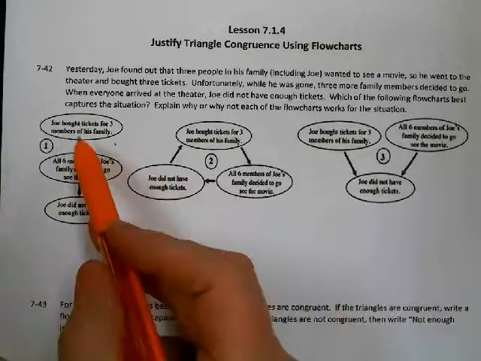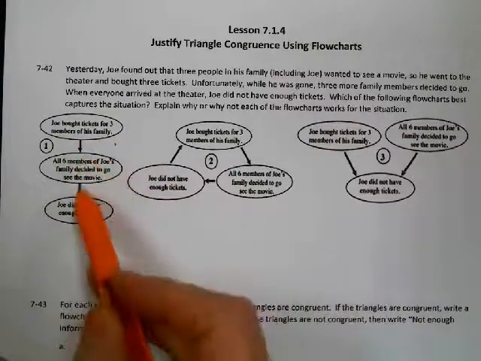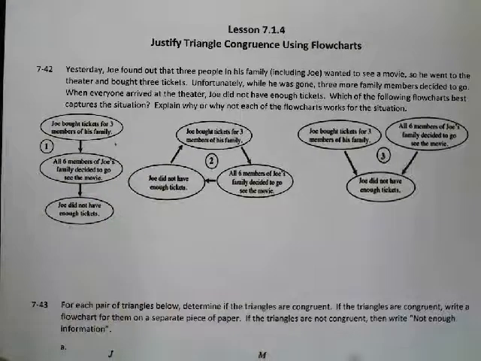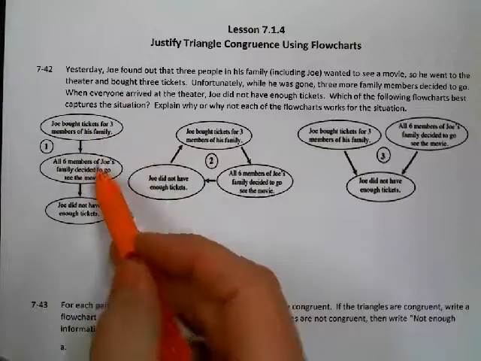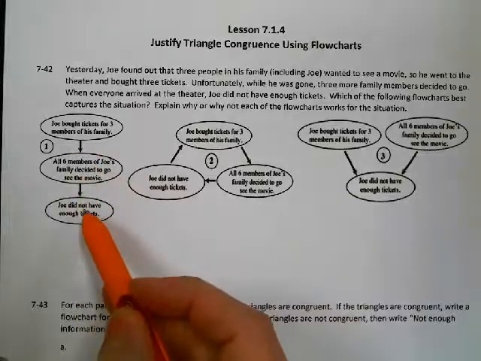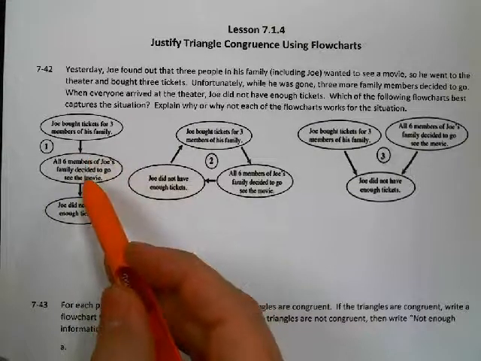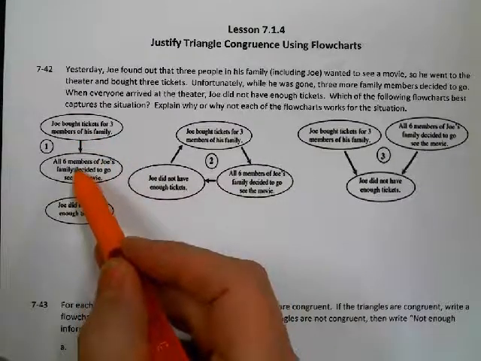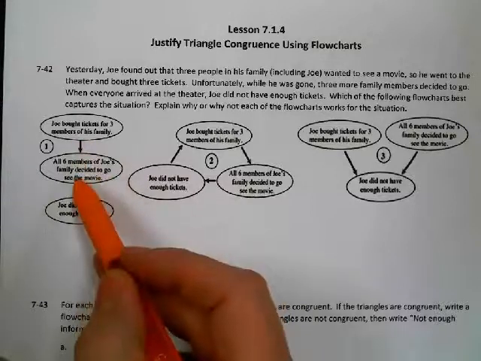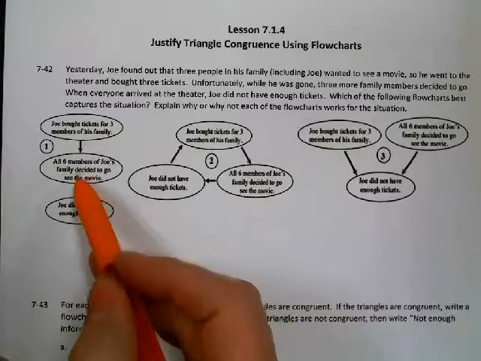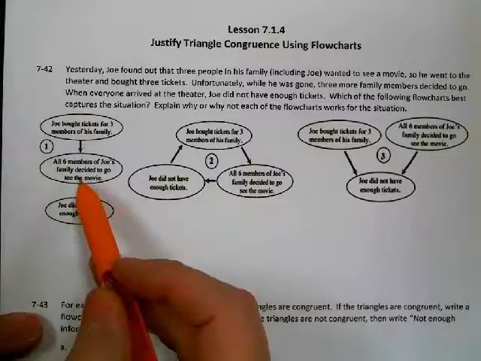All right, so our first flowchart says Joe bought 3 tickets, 6 members decide to go to the movie, Joe doesn't have enough tickets. And you might be tempted to do this one because this is the order of the events that were written down. But the arrows in between are saying that one thing is leading to the next to happen. And this is basically indicating that Joe bought the tickets and that led to 6 members of the family deciding to go to the movie instead of the 3 that he thought. And that didn't really happen, because one happened before the other.